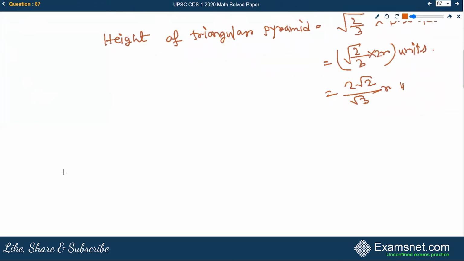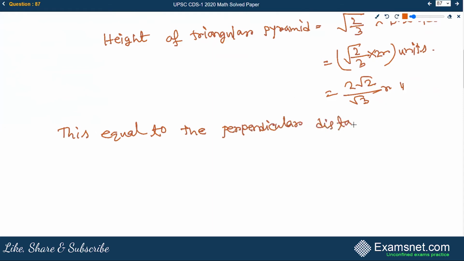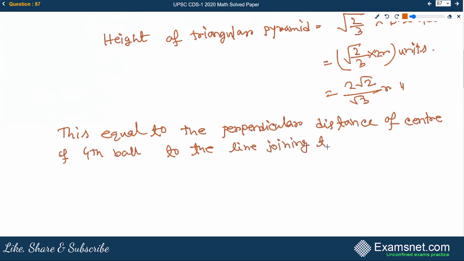Okay, now this is equal to the perpendicular distance of the center of the fourth ball to the line joining the centers of the other balls.